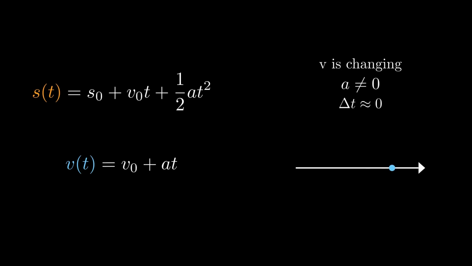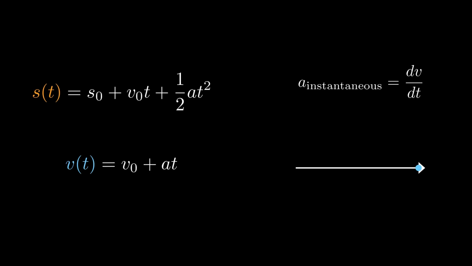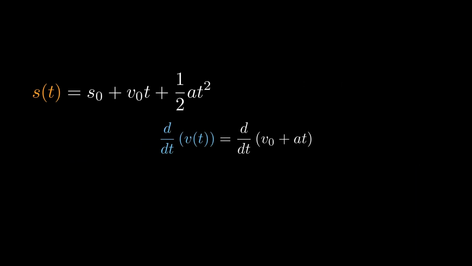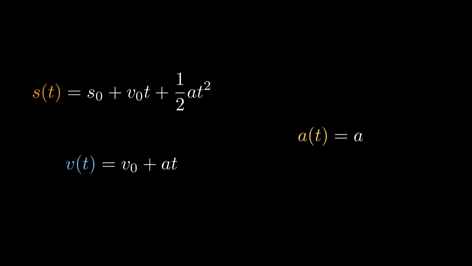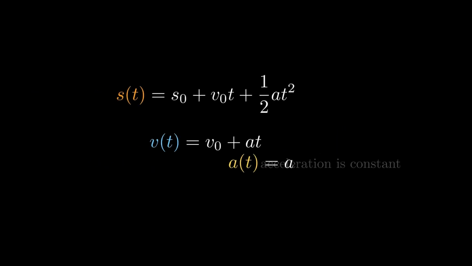By reasoning in the same way, the instantaneous acceleration of a body is defined as the derivative with respect to time of its velocity. By differentiating v of t again, we obtain a of t equals a. Notice how this equation no longer contains the variable t. At every instant, its value is a. In fact, at the beginning, we assumed that the body accelerates with constant acceleration.